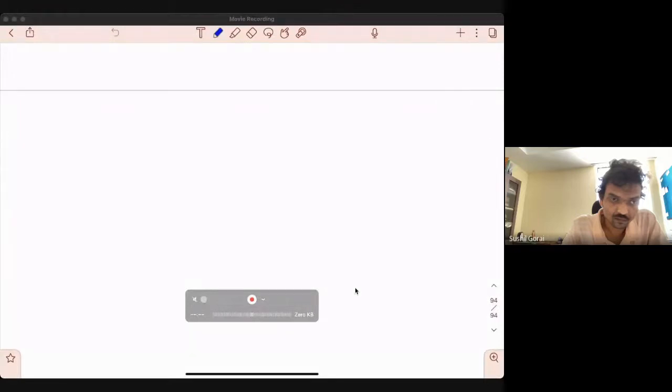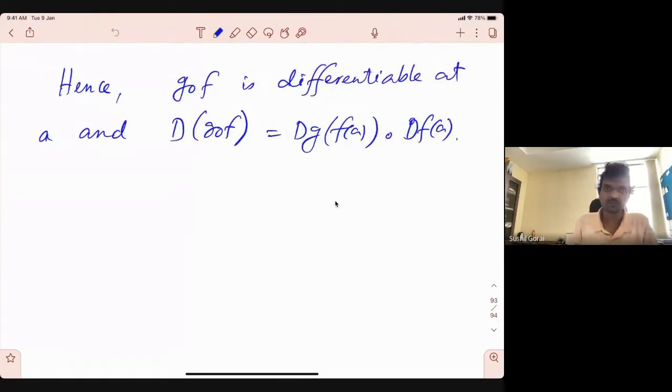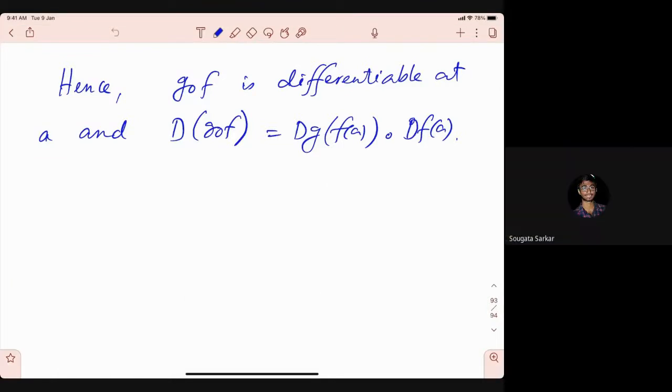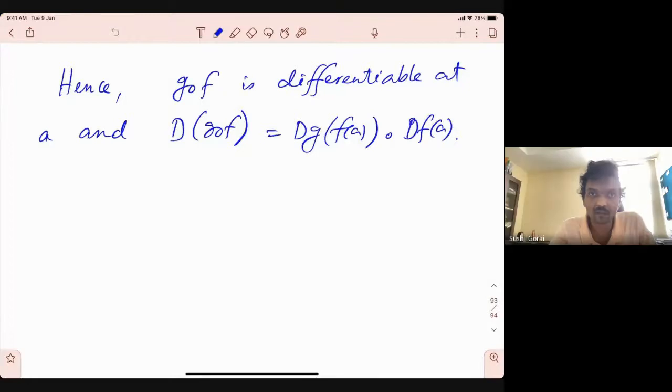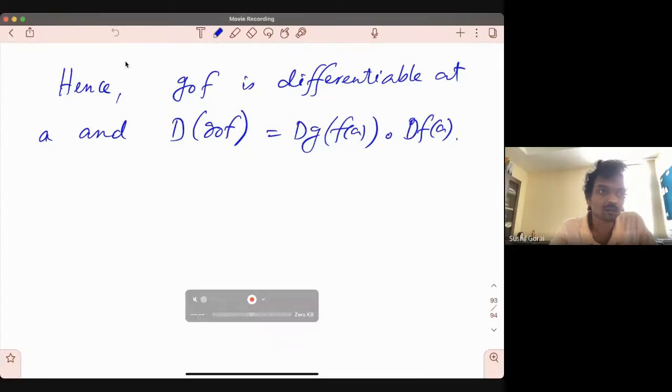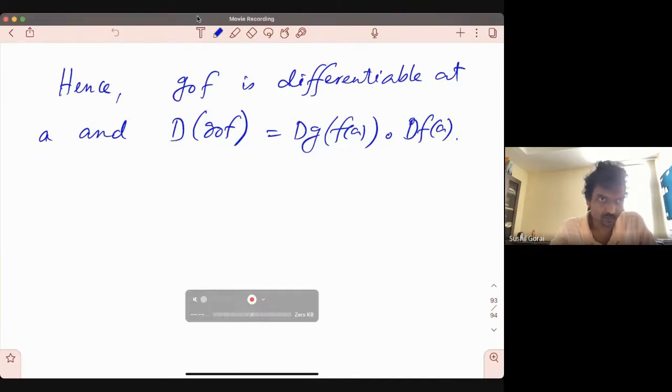Can you see my screen? Yes. Yeah, can you see my screen? Yes. All right, so okay, just let me set things up a little bit. All right.